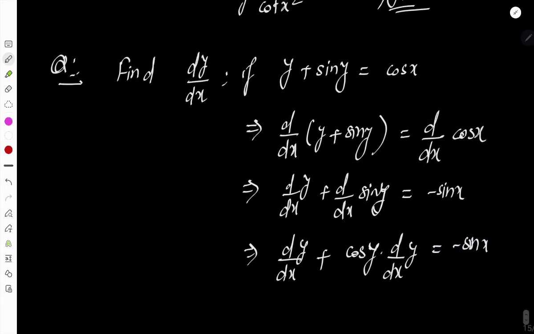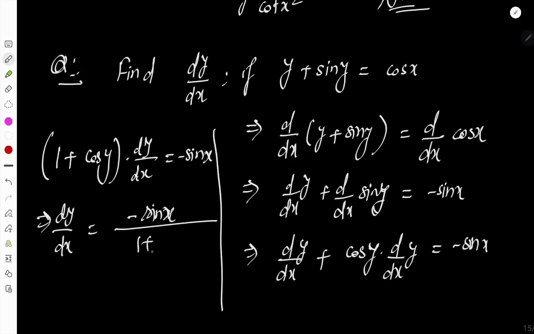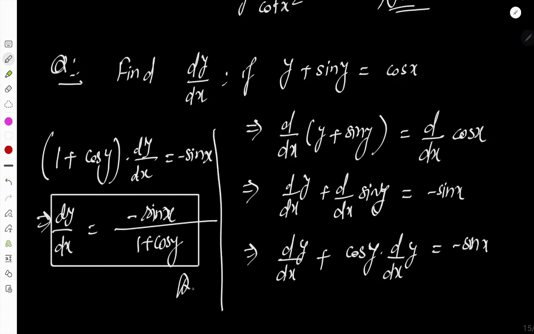Okay, now dy by dx in both we can take common. So here I am writing dy by dx common, then what will be remaining here? You see here it will be remaining 1 plus cos y into dy by dx is equal to minus sin x. This implies dy by dx is equal to minus sin x divided by 1 plus cos y. This one. Okay, so this is the answer.